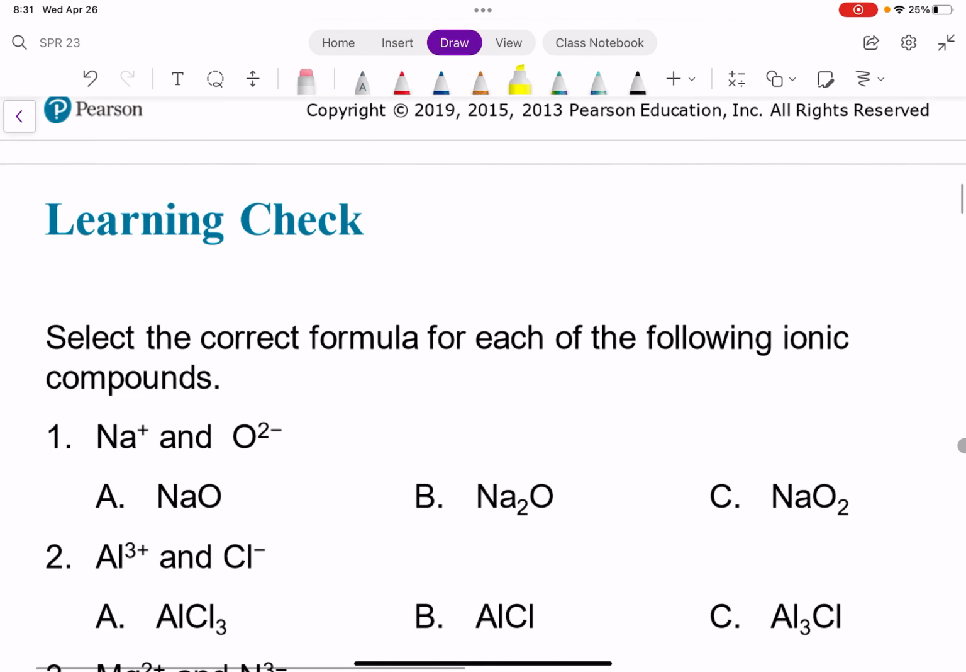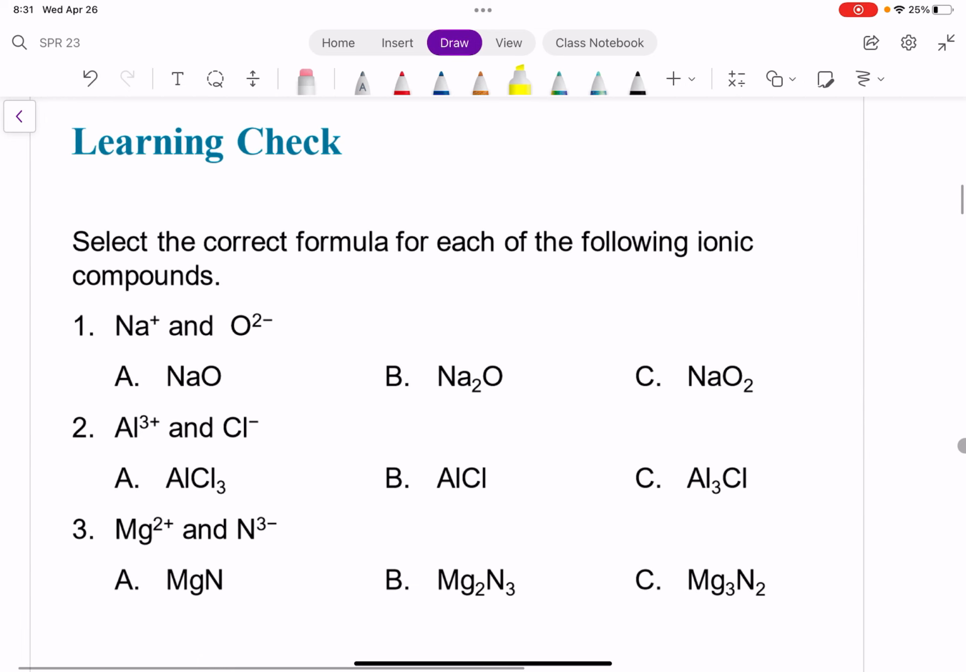Okay, so let's try this learning check. Select the correct formula for each of the following ionic compounds. We have Na plus, sodium ion, right? And then what's that O2 minus? What's that called? Is it oxygen? It is oxygen, but it's called oxide now, right? Because we drop the ending, and oxygen's a weird one because it has that kind of weird ending.